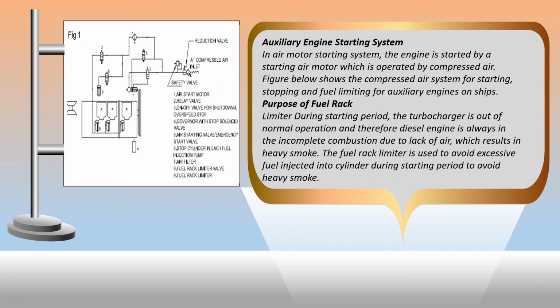Purpose of fuel rack limiter. During starting period, the turbocharger is out of normal operation and therefore the diesel engine is always in incomplete combustion due to lack of air, which results in heavy smoke. The fuel rack limiter is used to avoid excessive fuel injected into the cylinder during starting period to avoid heavy smoke.